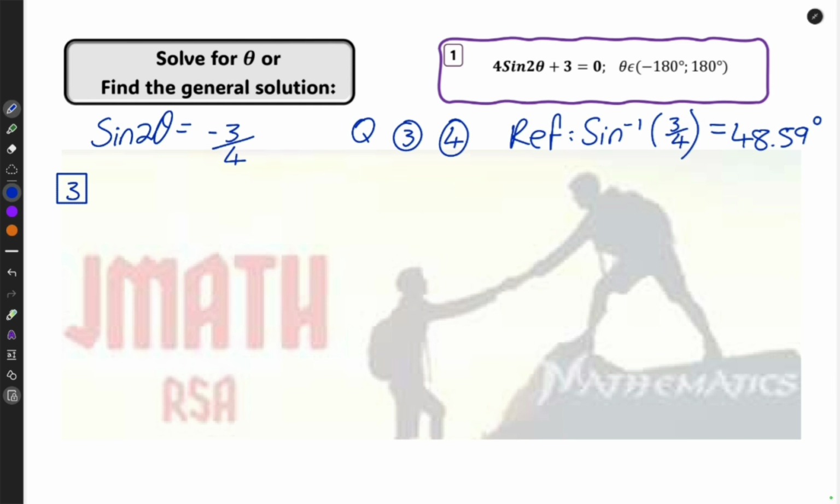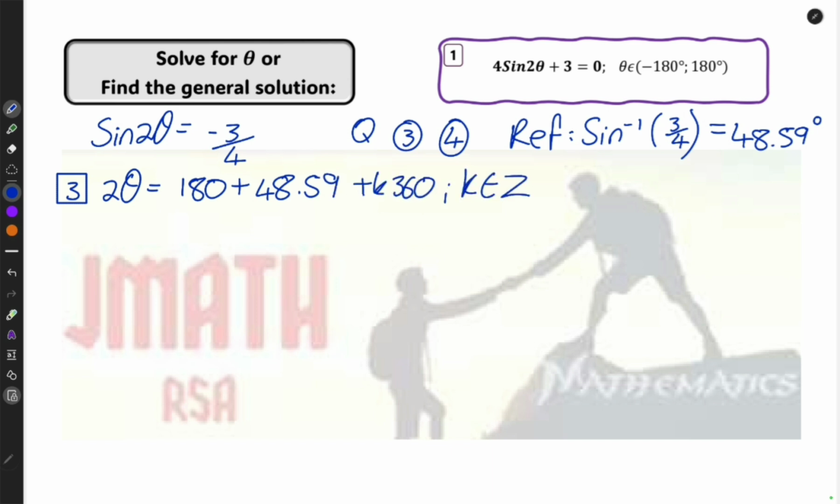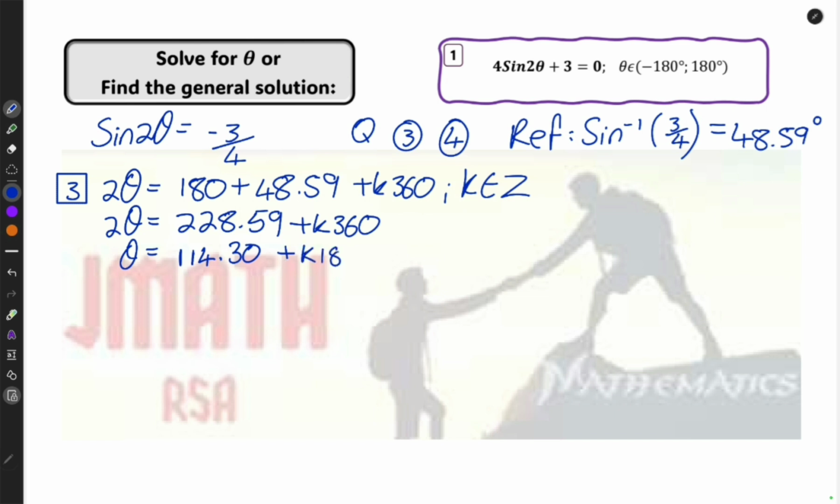So in quadrant 3, I know that 2 theta is going to be equal to 180 plus the reference angle, plus k360, and then k is an element of Z. Okay, so now I'm just going to simplify. So I know that 2 theta is going to be equal to 228.59 plus k360, and then just divide by 2. Also remember to divide the 360 by 2 to get k180. So that's the answer for quadrant 3.